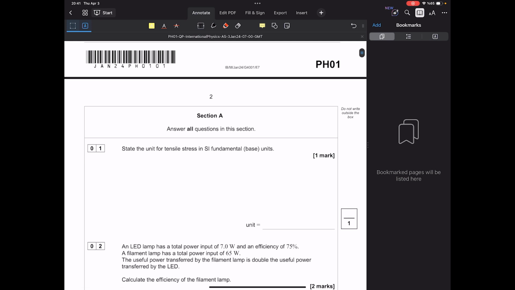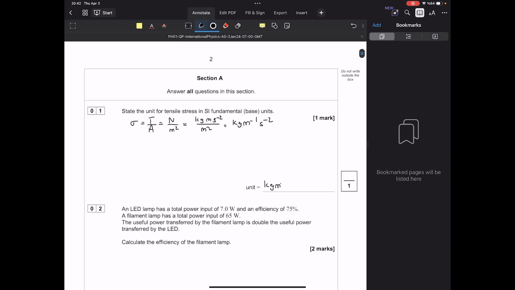So the unit of tensile stress: tensile stress is tension over area, which is newtons over meter squared, or pascals if you want. But it wants it in fundamental units. Newtons in fundamental units is kilograms meters per second squared, because that's F equals ma, divided by meters squared. So it'll be kilograms per meter per second squared. So the answer is kilograms per meter per second squared.